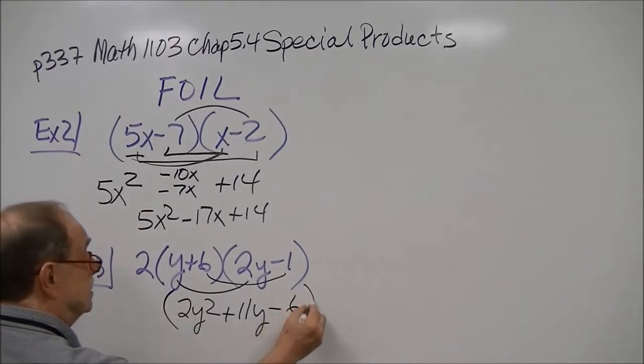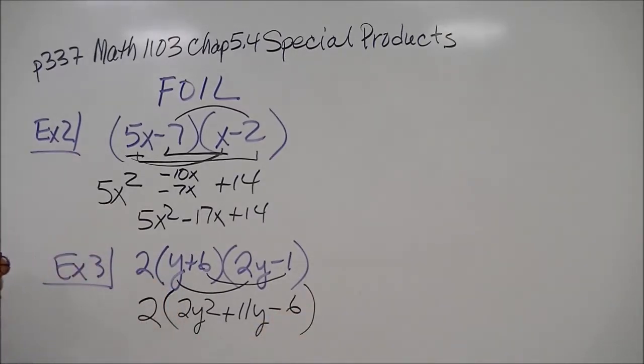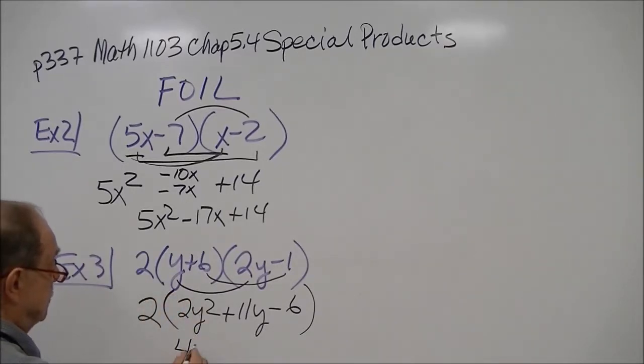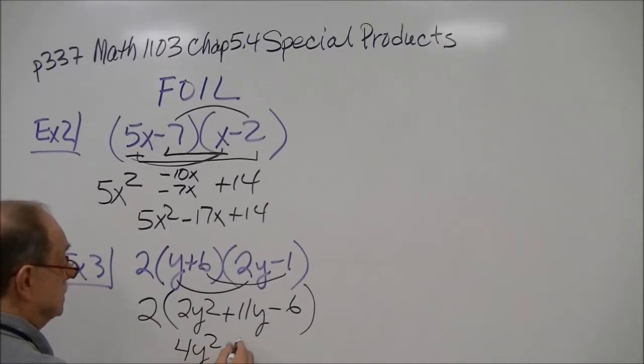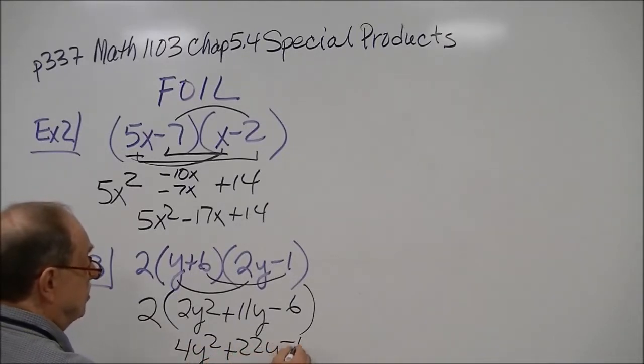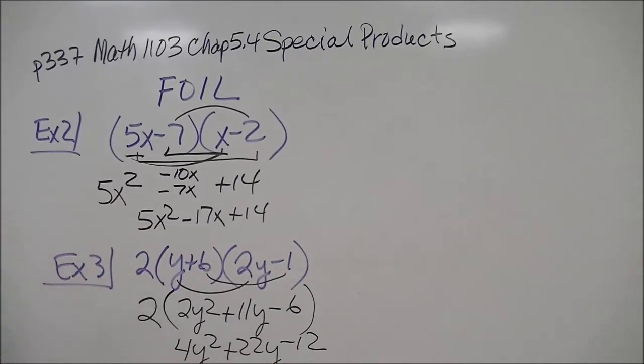And again, this is still in parentheses because I'd have to now multiply it by 2. So I just distribute the 2. That'll be 4y squared plus 22y minus 12. Now later, when we go to factor these, we'll see that we have a common 2 in each of these terms. So we'll factor that 2 out, and then we'll factor this into these. But that comes later. Remember, the multiplying part is easier.